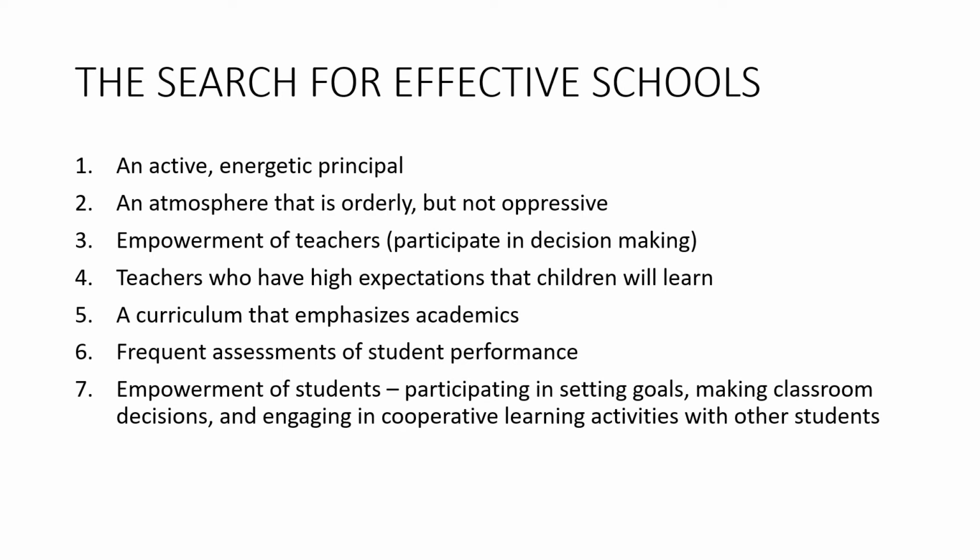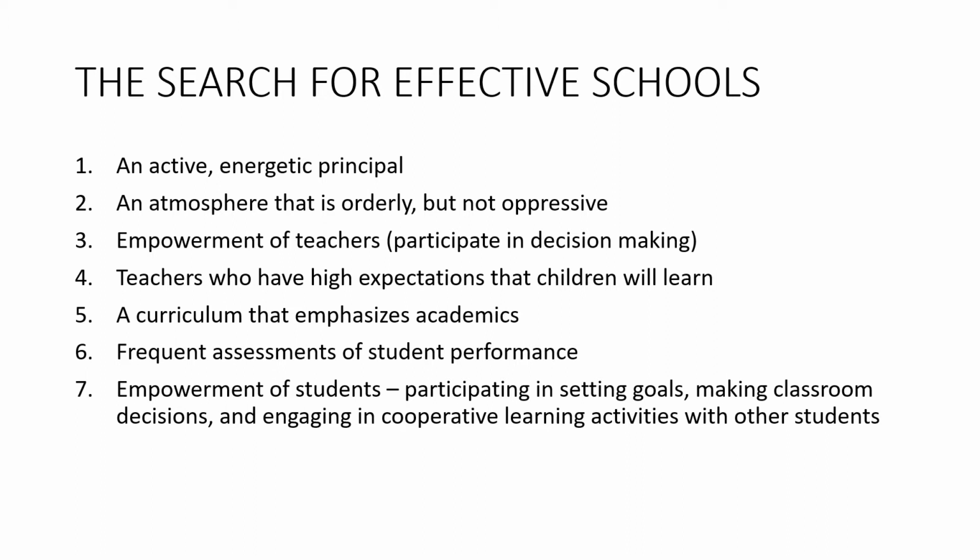The search for effective schools. Number one is an active, energetic principal. Number two, an atmosphere that is orderly but not oppressive. So that means that there is order, but it's not like a micromanaging type of order where it looks a little scary. It's not too strict, but there is substance and structure to it. Three, empowerment of teachers. Participate in decision making. So do they let the teachers contribute ideas and stuff like that?